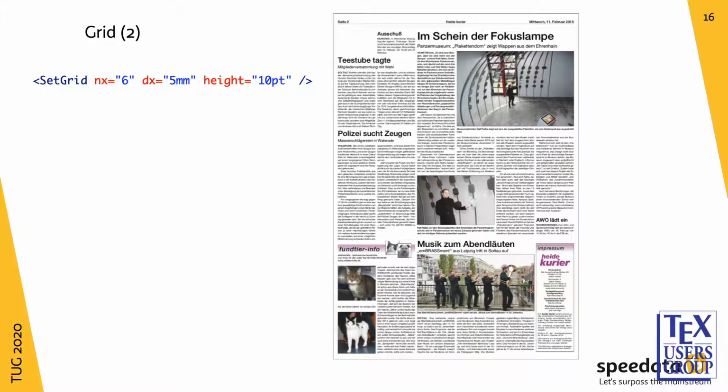Here the grid is used to typeset a newspaper page. It has a 6-column layout and a small gap between each column. The height is set to the font size. Actually, it is set to the baseline skip or the leading, to get perfectly aligned lines on the page, also known as typesetting on a grid.